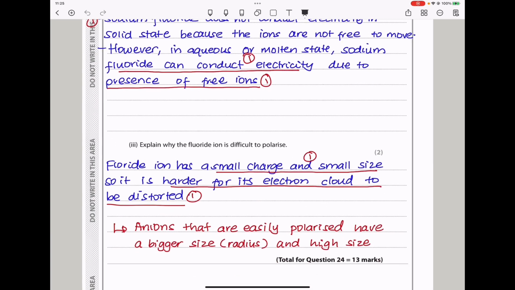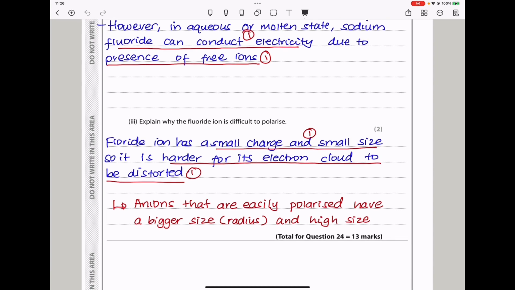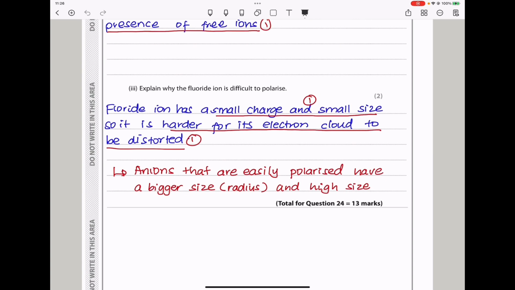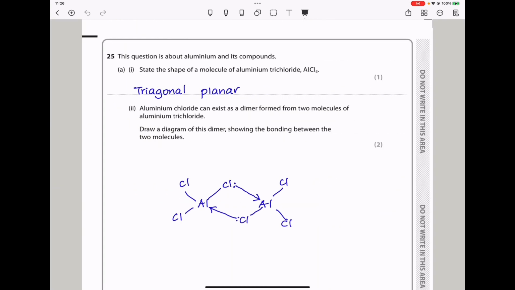In the next part, explain why the fluoride ion is difficult to polarize. For an anion to be polarized well, it should have a bigger size and a higher charge. But for fluoride, the charge is smaller, the size is smaller, so it makes its electron cloud closer to the nucleus and harder to be distorted. So I said fluoride ion has a smaller charge and a smaller size, so it is harder for its electron cloud to be distorted. So this brings us to the end of question 24. Let's continue to question 25.